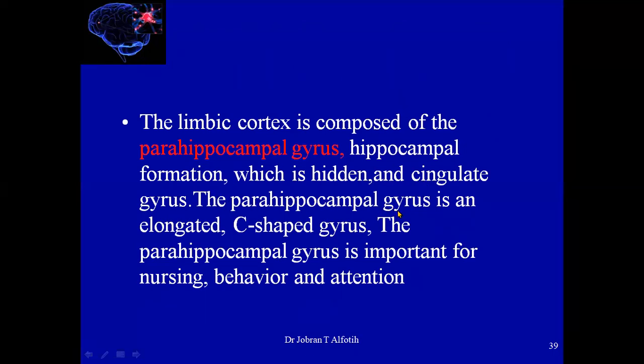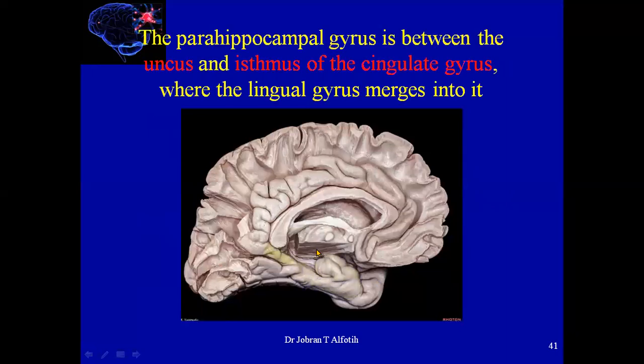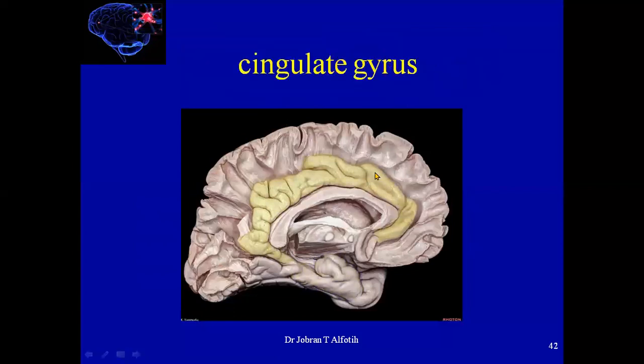The parahippocampal gyrus is like a C-shaped gyrus, and it is very important for learning and behavior and also attention. This is the parahippocampal gyrus inside the temporal lobe. It is between the uncus and the isthmus of the cingulate gyrus. The isthmus of the cingulate gyrus is the place where the lingual gyrus merges into it. Here is the cingulate gyrus connecting to the parahippocampal area through the isthmus, and we have here the lingual gyrus.